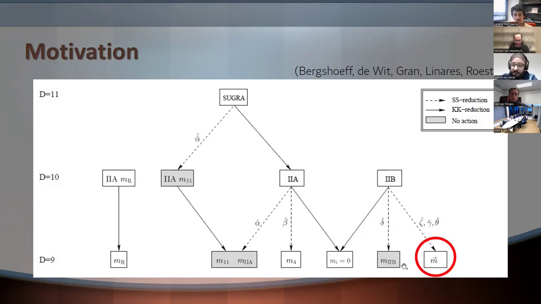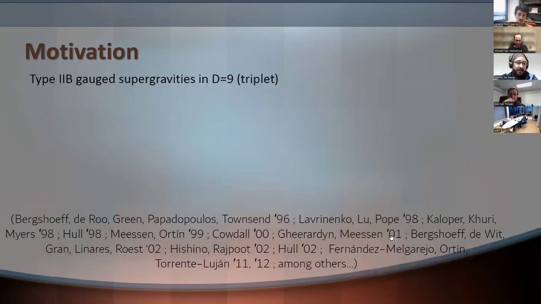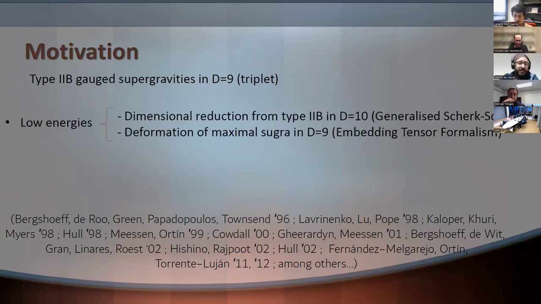In this talk, I will restrict myself to this case, which is known as the triplet, because the gauge symmetry group is restricted to one of the 1 parameter subgroups of SL2R, okay? So it can be rotations or hyperbolic rotations. These type 2B gauge supergravities have been worked on in the literature for more than 30 years. From the low energy perspective, it has been found that this supergravity can be obtained by dimensional reduction of type 2B supergravity in 10 dimensions by doing a generalized Scherk-Schwarz reduction, but it can also be obtained by deforming the maximal supergravity in 9 dimensions using the embedding tensor formalism, okay?